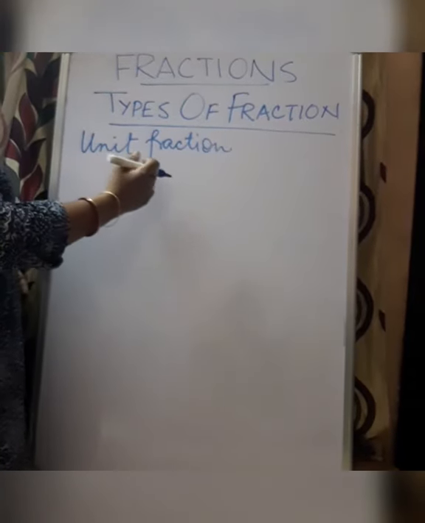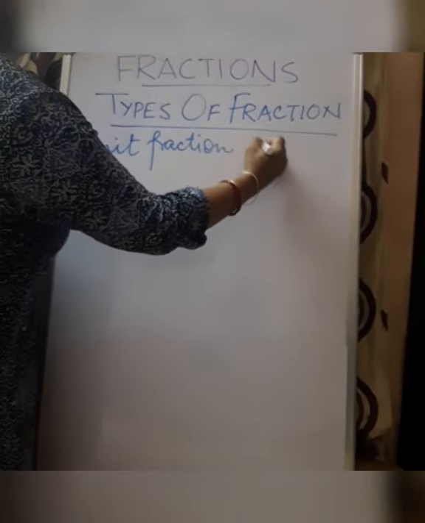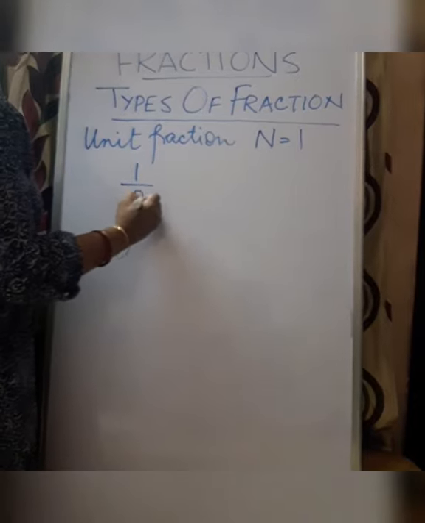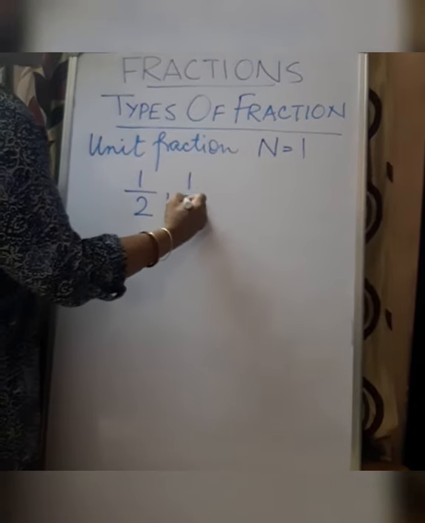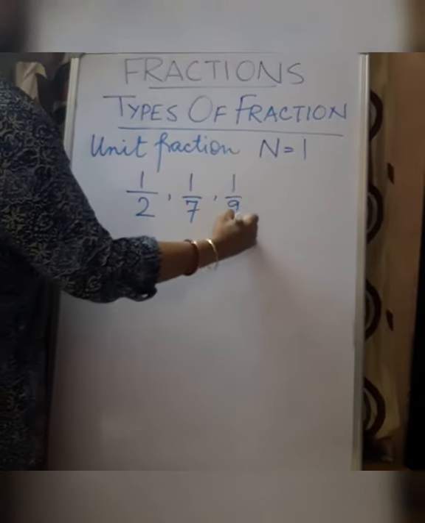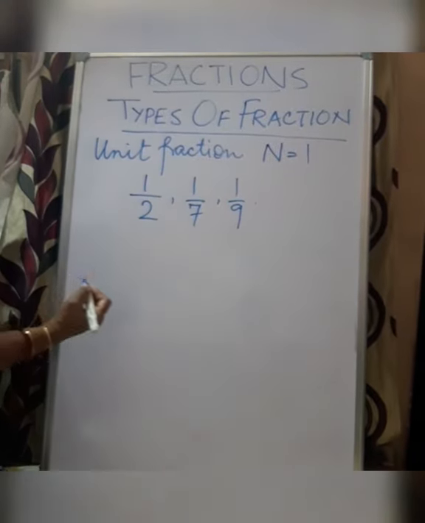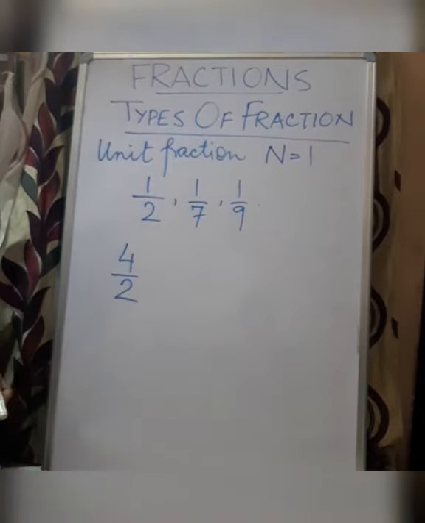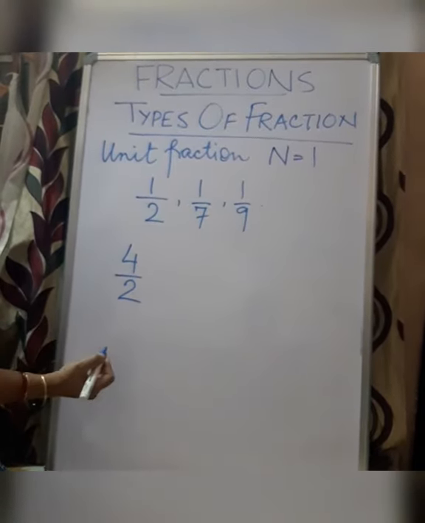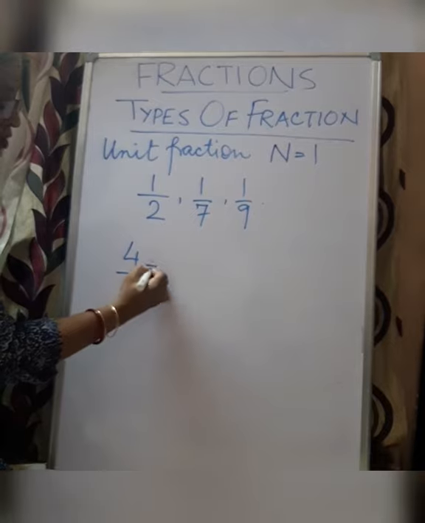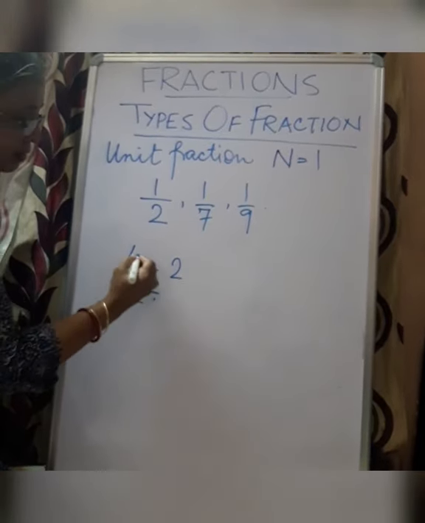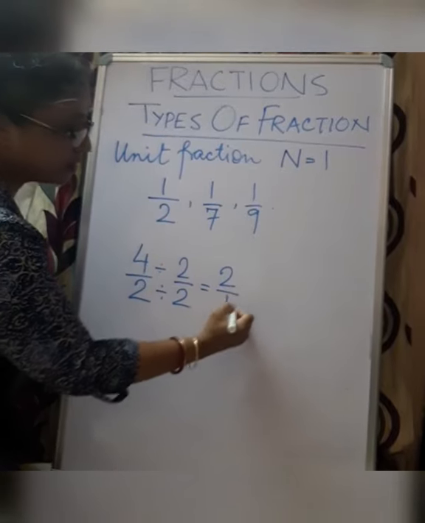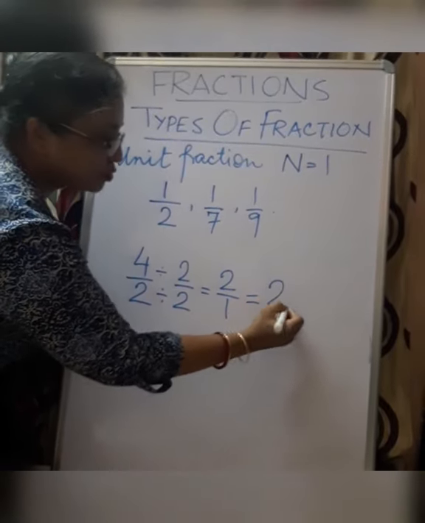Next one is unit fraction. Unit fraction has numerator equal to 1. So any fraction with numerator 1 is known as unit fraction. Now there are some other fractions also. For example, we write it as 4 by 2. This is actually a whole number. How? If we divide both the numbers by their common factor, we get 2 by 1, that is equal to 2.